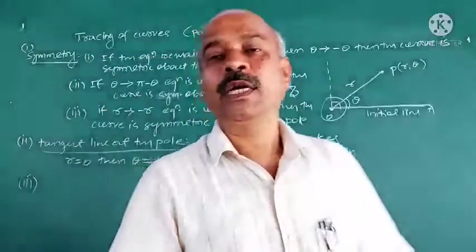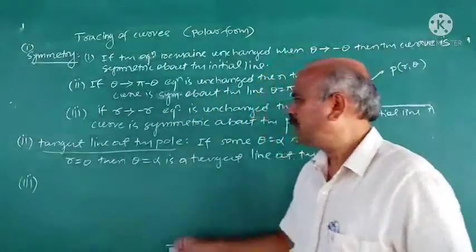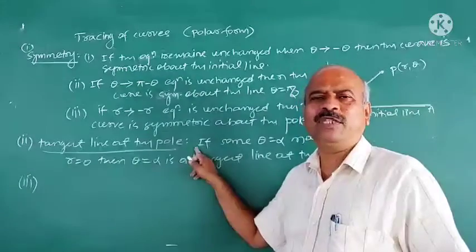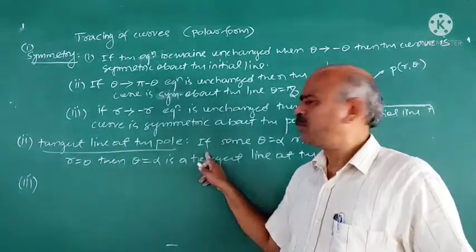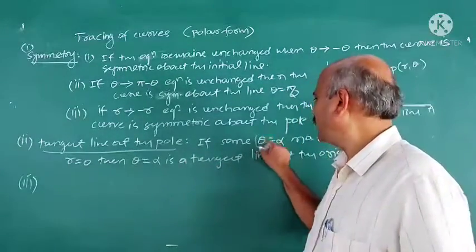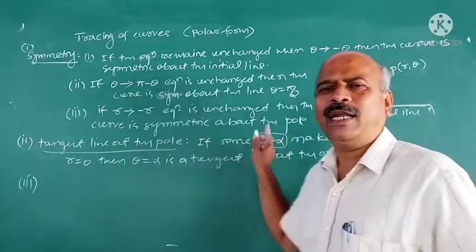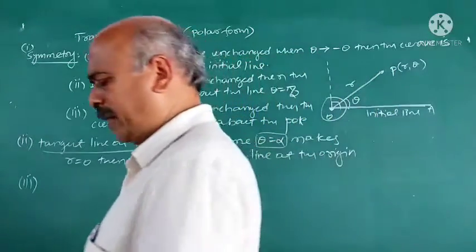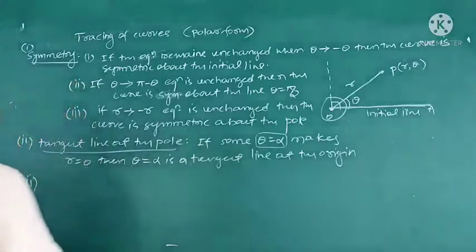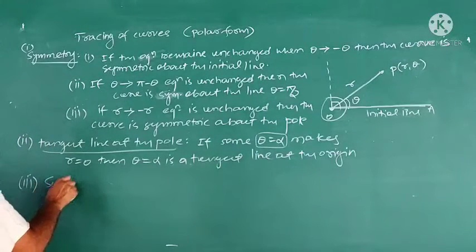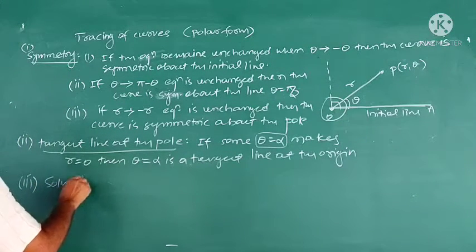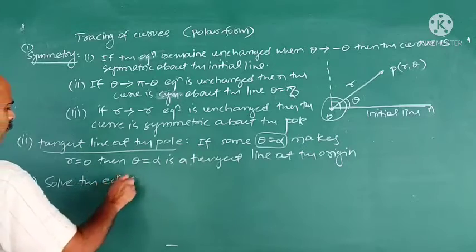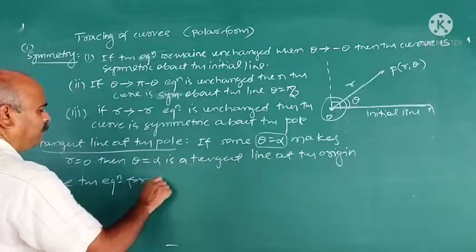That is important. At the origin, you have to find the value of theta which makes r equal to 0. If some theta equal to alpha makes r equal to 0, then that line is tangent at the pole. Next, we solve the equation for r and theta.